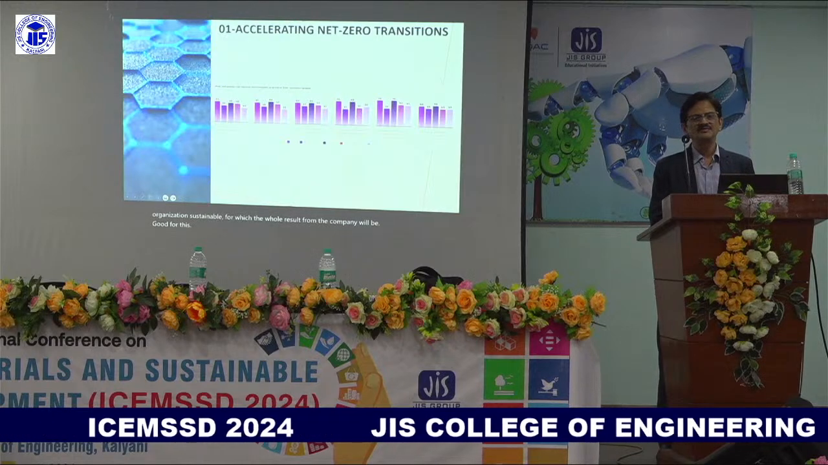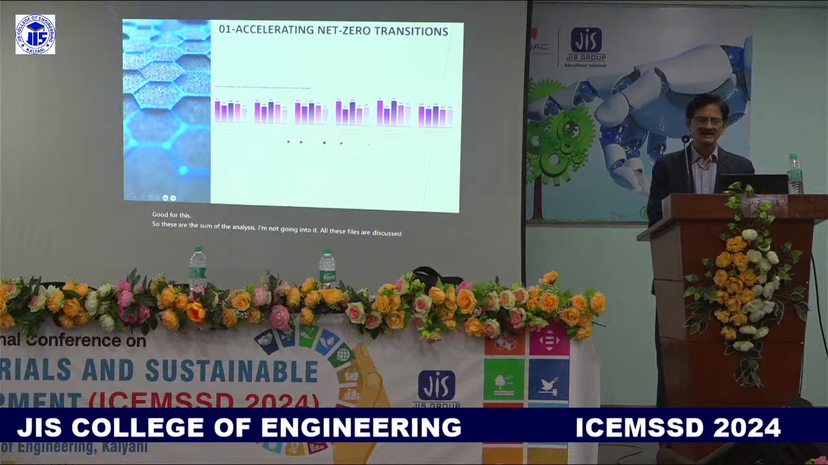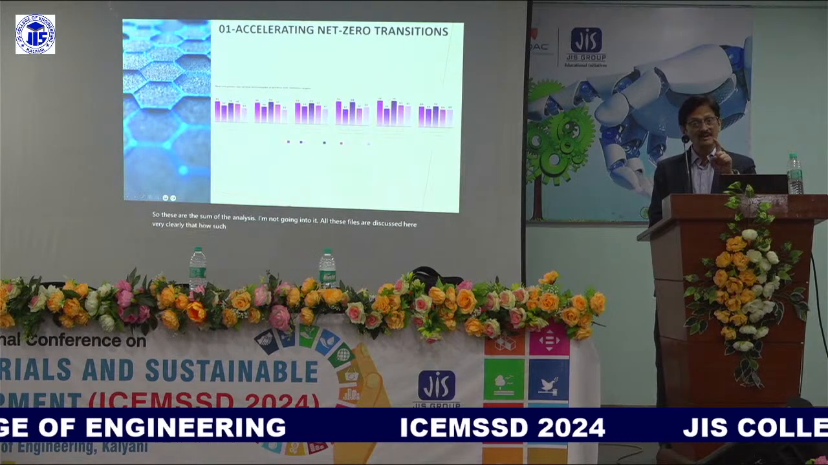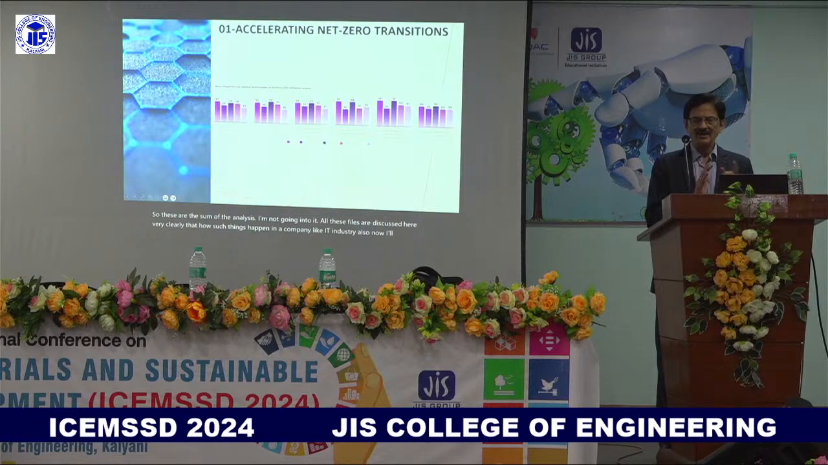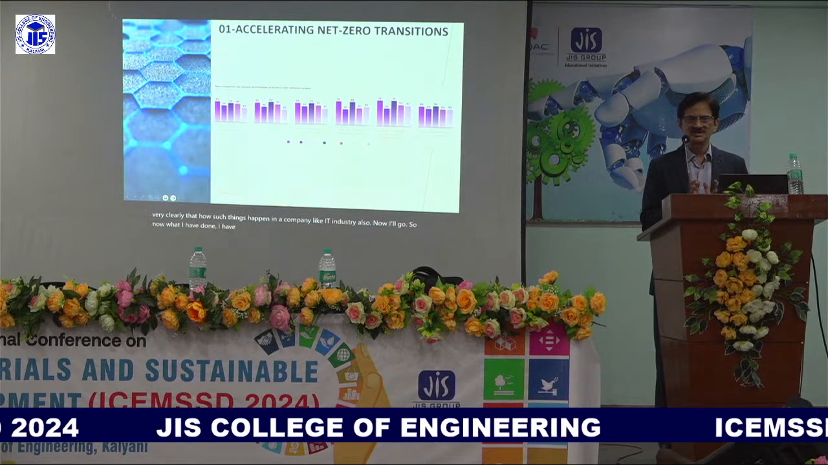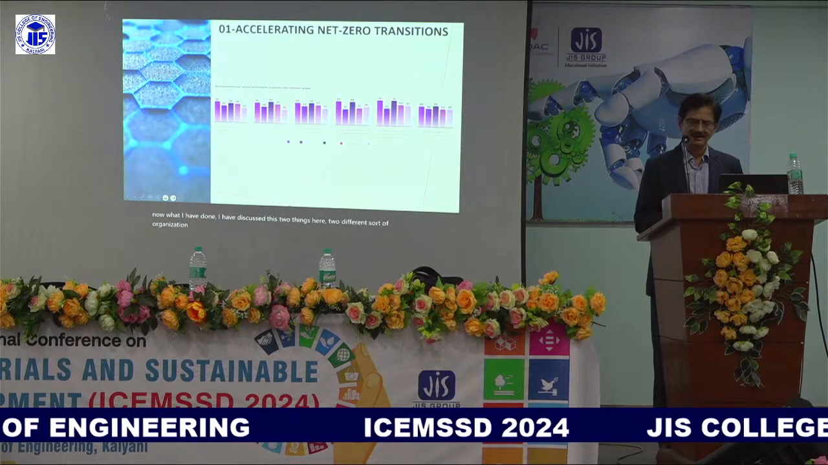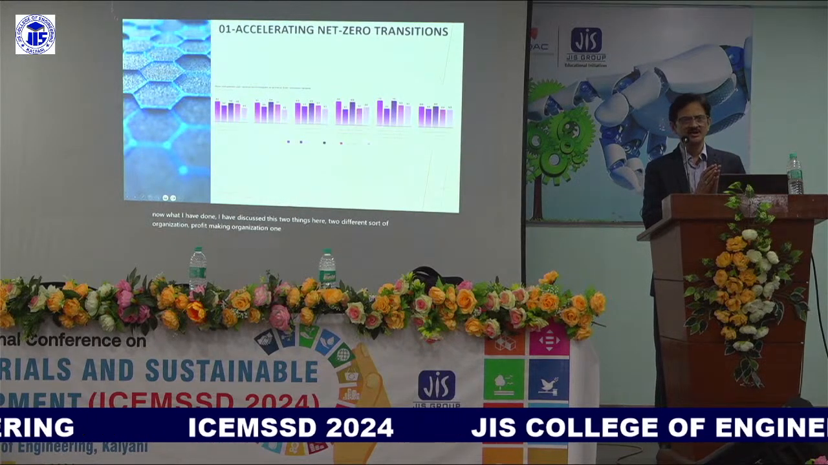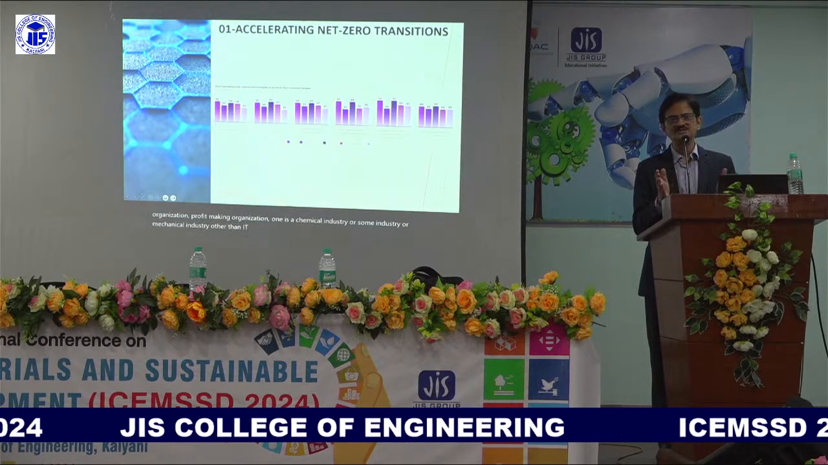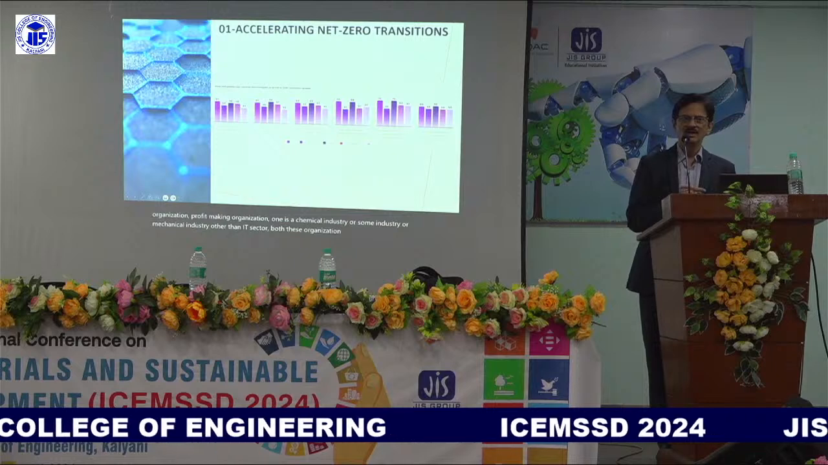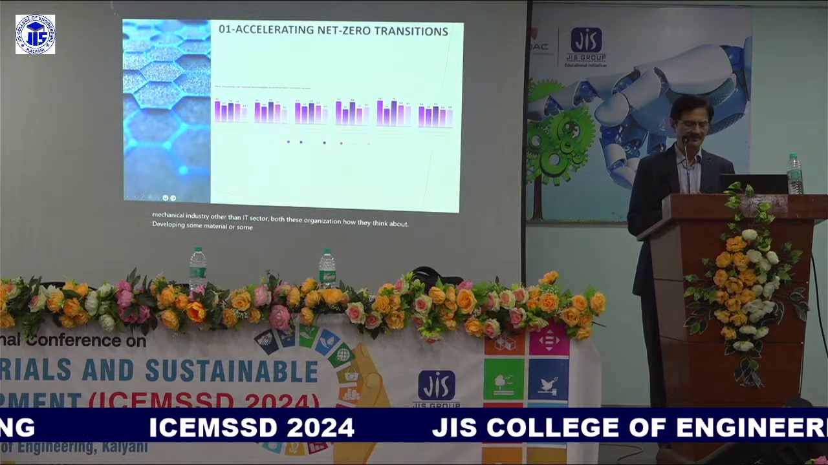So these are the sum of the analysis. I am not going into it. All these files are discussed here very clearly, how such things happen in a company like the IT industry also. Now what I have done, I have discussed these two things here: two different sorts of profit-making organization. One is a chemical industry, the other one is the IT sector. Both these organizations, how they think about developing some material or some product which is sustainable for this world.